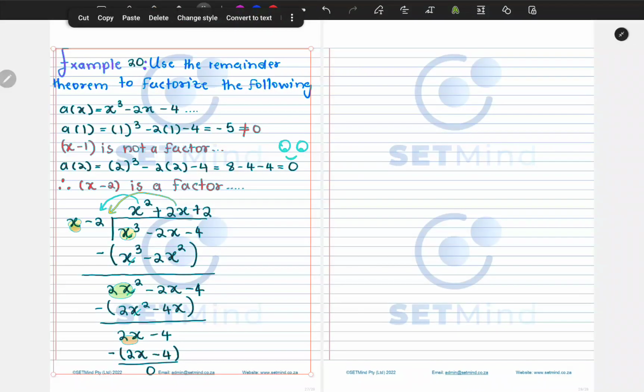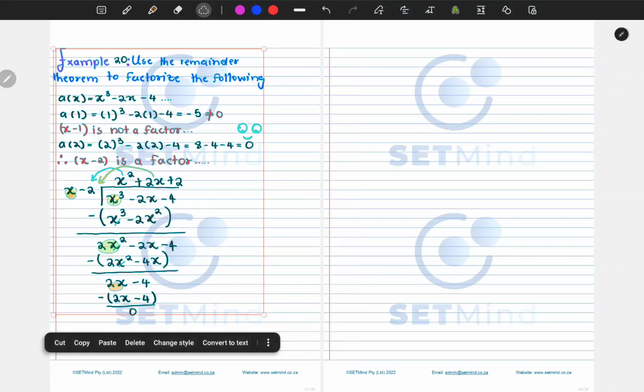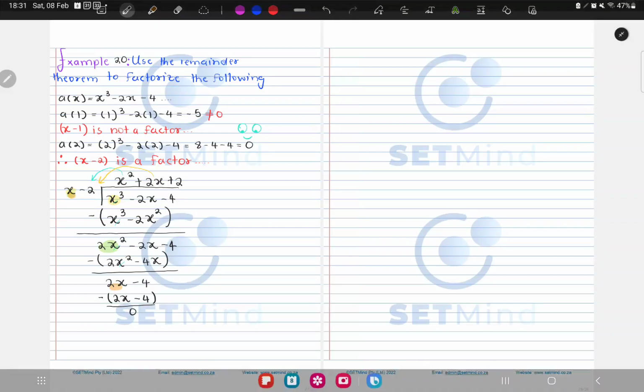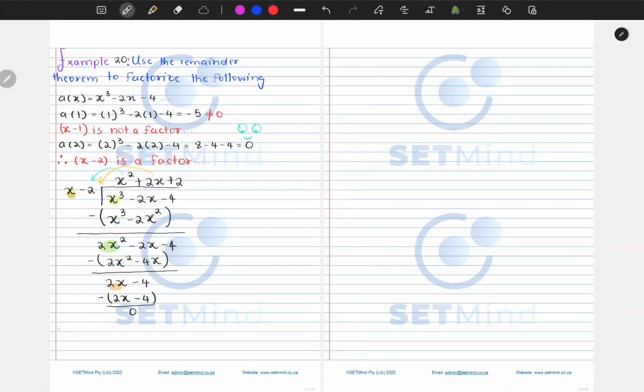So since we get a remainder of 0, it means that we can go ahead and express our final answer as follows. Our a of x will be x minus 2, and at the top there what we have is x squared plus 2x plus 2. So you can attempt to expand this further, but I will leave it here.